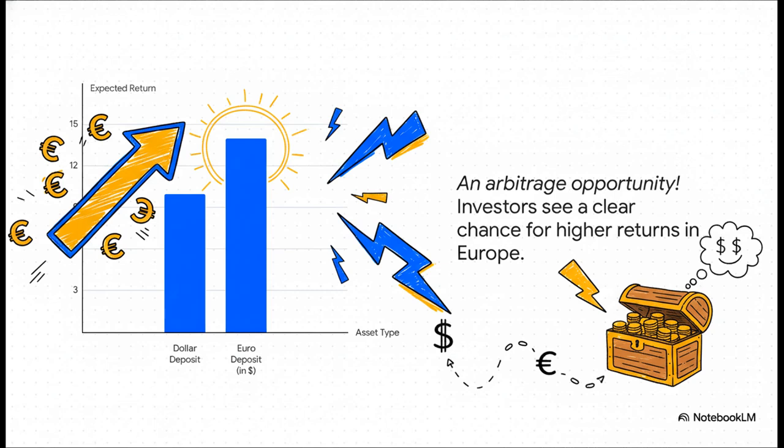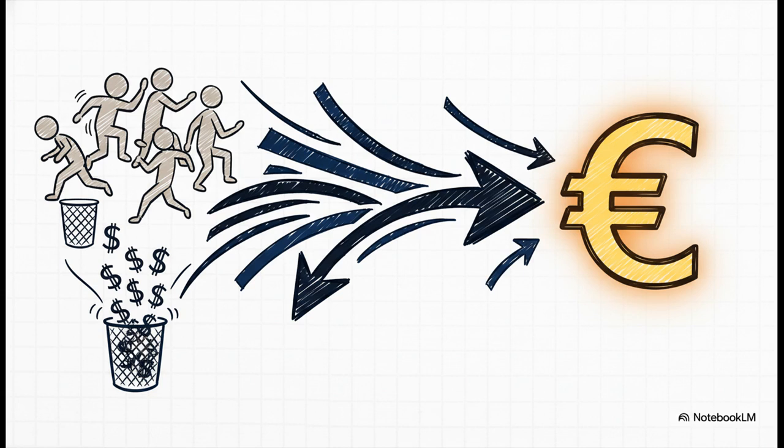So imagine a scenario like this. The total expected return on euro deposits is 14%, but US deposits are only paying 10%. I mean, that's basically free money just sitting there on the table. It's a huge glaring opportunity for profit. So what would you do? What would every investor on the planet do? They'd all rush to sell their dollars and buy those higher-yielding euros to grab that extra 4% return.